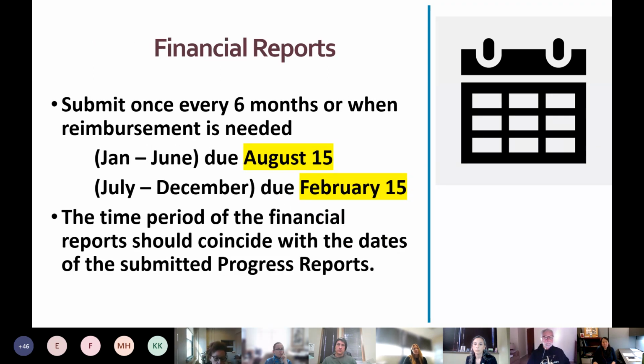And then for the financial reports, we're doing things a little differently. We are allowing more flexibility. The financial reports should be submitted once every 6 months or when reimbursement is needed, whichever is earlier. But the standard schedule we came up with is January through June, due August 15th, and then July through December would be due February 15th. We ask that the time period of the financial report coincide with the dates of the submitted progress reports so we can compare the work performed with the financial documentation.